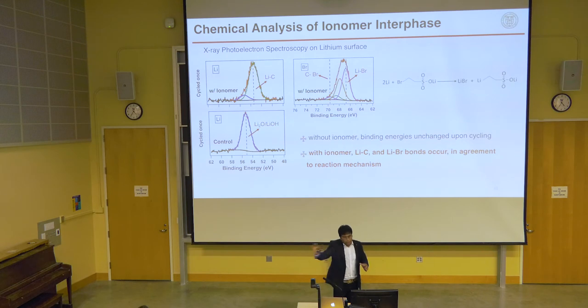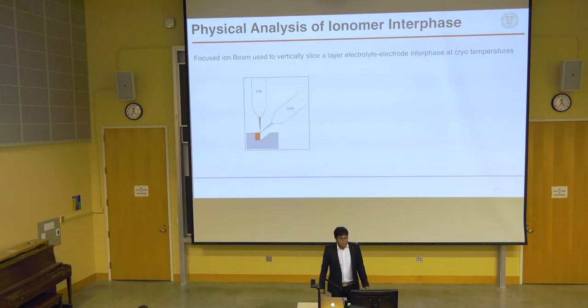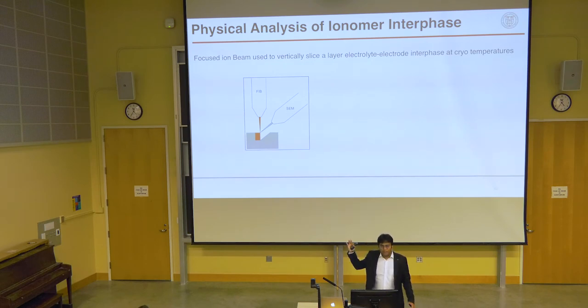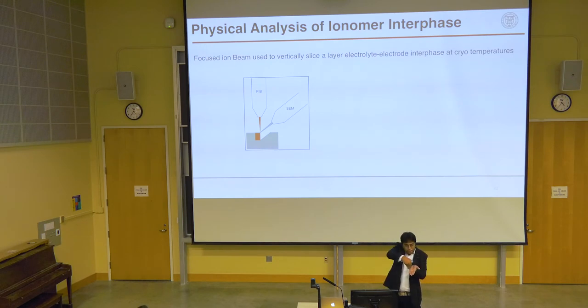But again, we want to go one step further. We want to actually see how the interface looks, what is the thickness, and so on. For that, we utilized a technique called cryo-FIB-SEM. This is the same technique that got the Nobel Prize earlier this year. In this technique, we used a focused ion beam at cryo temperatures, negative 150 degrees Celsius, to cut through the sample, and then use a secondary electron source to look at the interface. And this is all done at cryo temperatures. So we don't have to operate these vacuums, so we can actually see the frozen electrolyte.